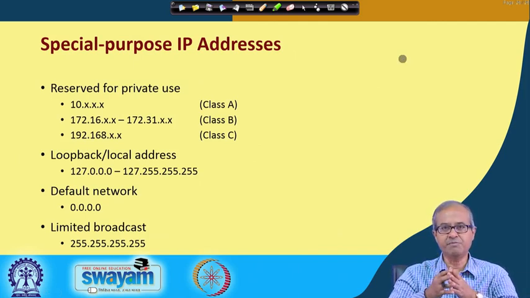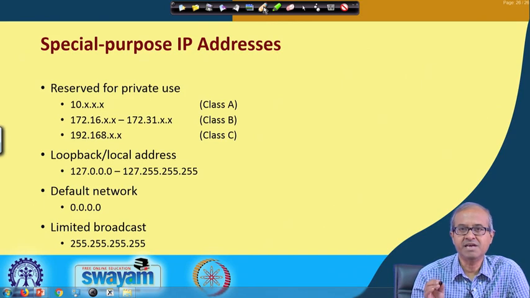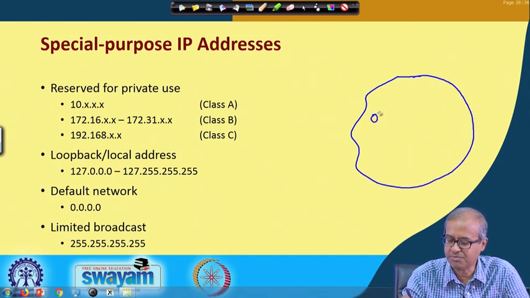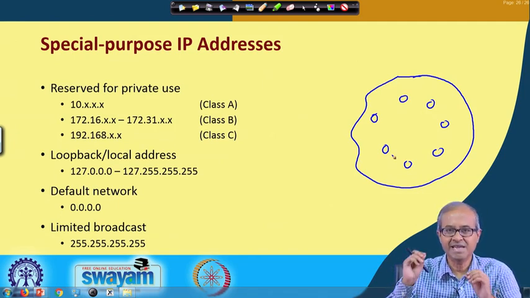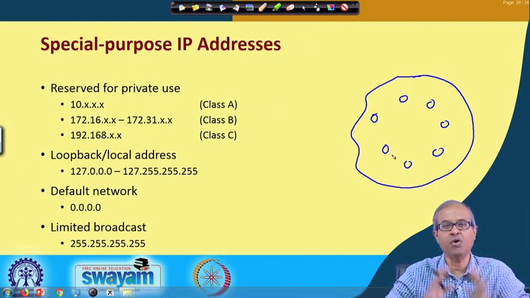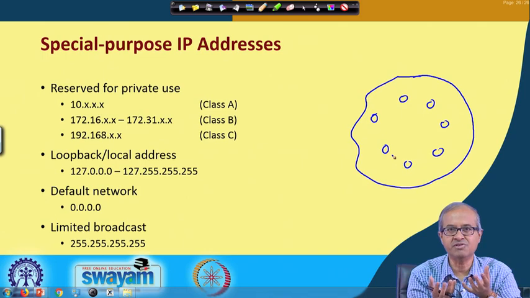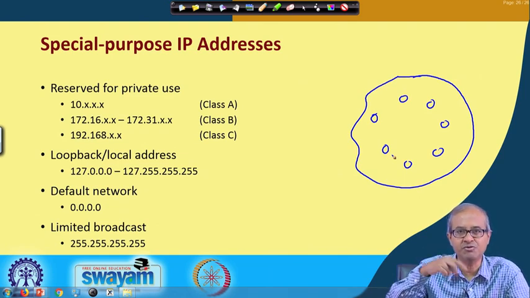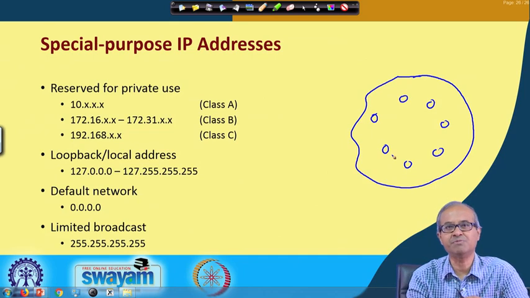Now, I mentioned that there are some special purpose IP addresses also which are reserved for special purposes. First, there are something called private IP addresses. Suppose I have an organization, I want to use some computers inside my organization to communicate among themselves. I do not need unique IP addresses which are not used anywhere in the world, because I am using them only within my organization. So, I can use private IP addresses which can be used by others also. They are not supposed to be used publicly with other networks. Only inside your network you can use these private addresses.